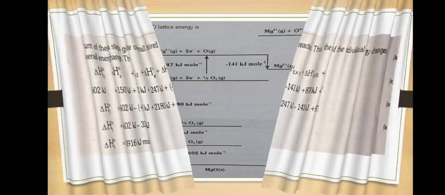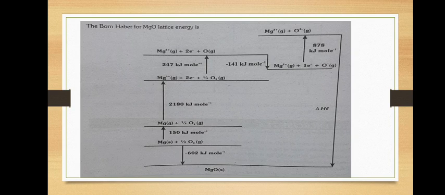The second part of the question was to draw the Born-Haber cycle. So this has been drawn. This reaction is in a single step. This is one step. This is the second step. This is the third step. This one is the fourth step, and this one, which is going above, is the 5th step.